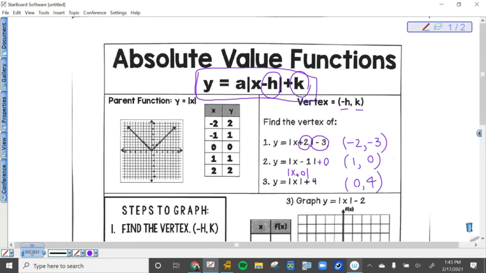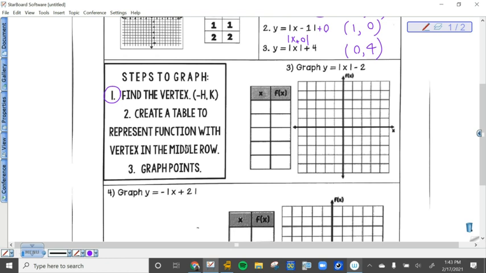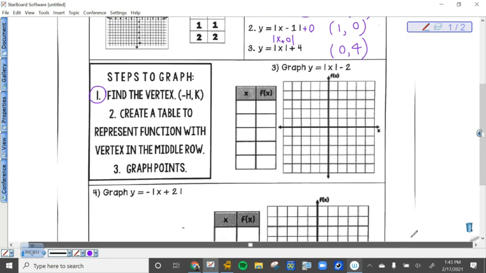Okay. So that's our first step when we want to graph an absolute value function: we want to find the vertex. And then we create a table just like we did before, graph the points, connect the dots, and that's it. Okay, so let's go through. We'll do these two together. Well, we'll do them all together, and then I have other practice ones for you to do.